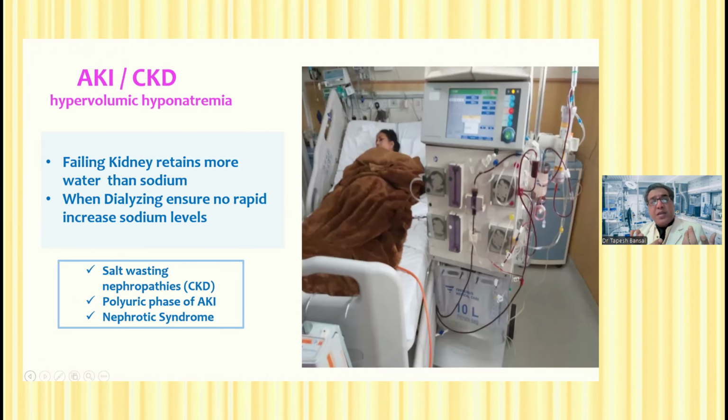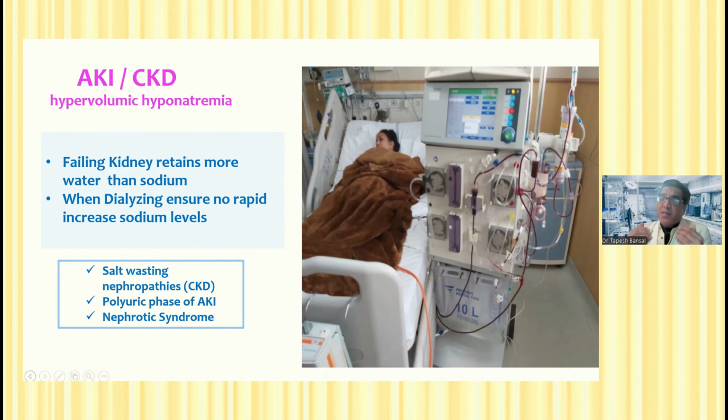Now, AKI, CKD, again, hypervolemic hyponatremia. So why do you get hyponatremia here? Why don't you get hypernatremia, right? The kidney can lose more water than sodium, right? It is a failing kidney. But it doesn't work like that. When the kidney is failing, it tends to retain more water than sodium. It loses sodium more than it loses water. So water is retained and you get hyponatremia, which is dilutional again.